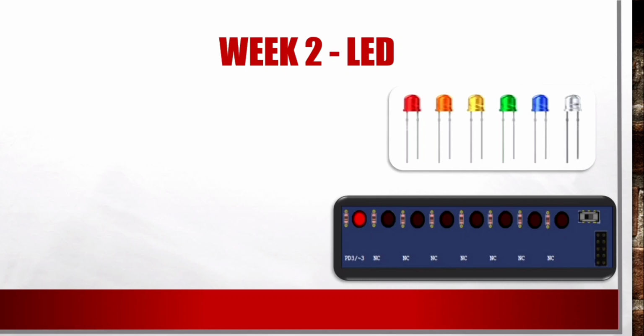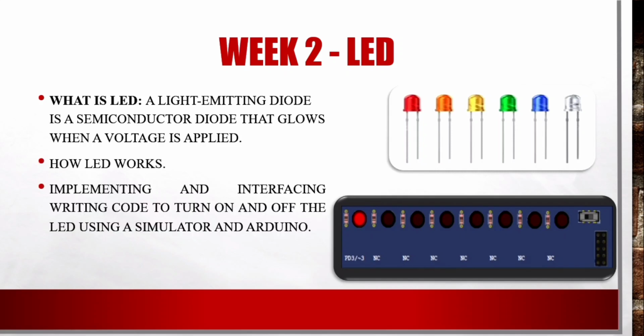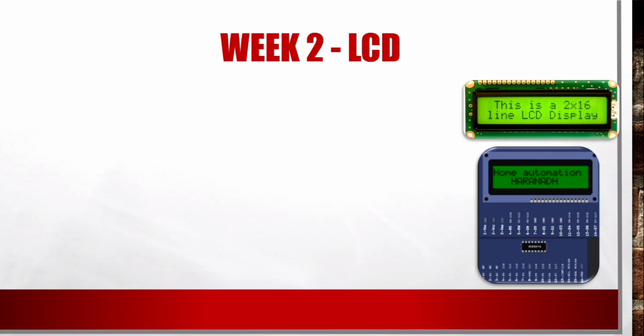And here in this we also discuss the LED. An LED is a light emitting diode. It contains a semiconductor that glows when voltage is applied. It works on implementing and interfacing, writing a code to turn it on and off, and using an LED with a simulator on Arduino.